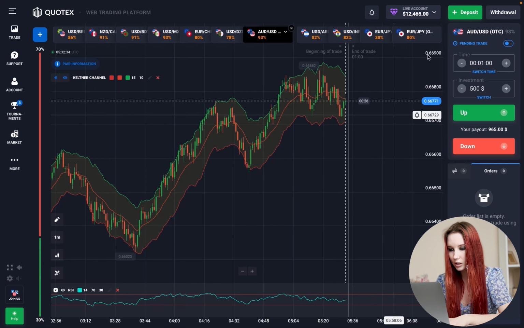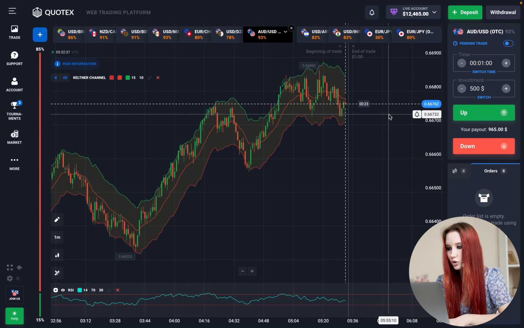And guys, as you can see, I opened 2 trades, and both trades were profitable. As you can see, I never open trades for my entire deposit, but only a few percent of my deposit. So I recommend you do the same.